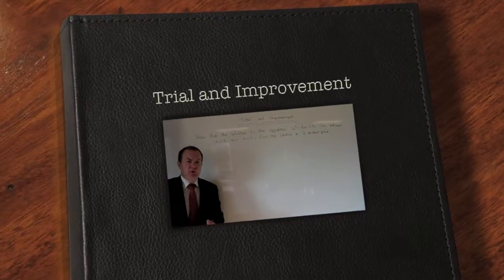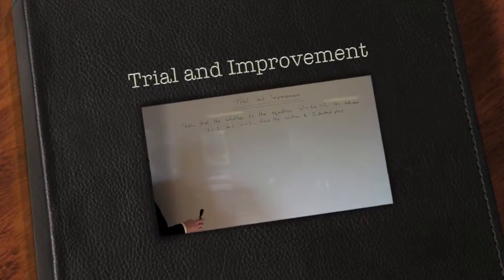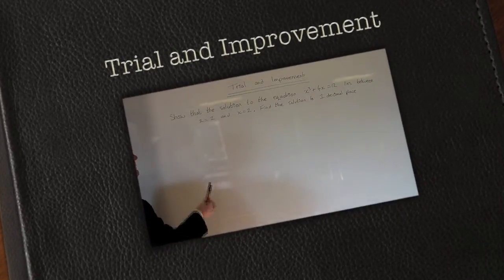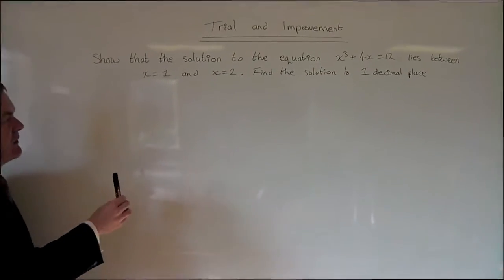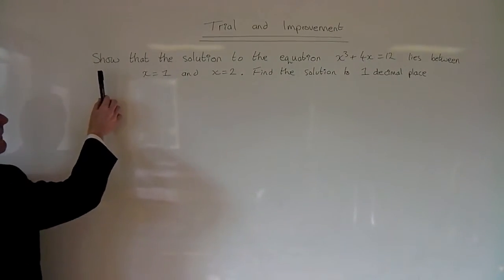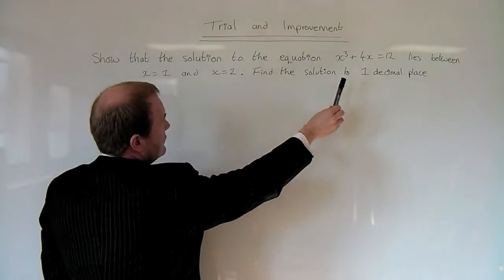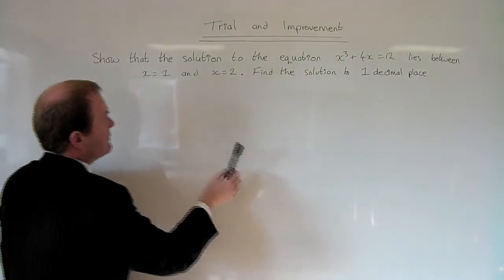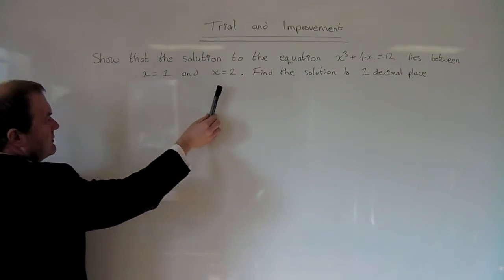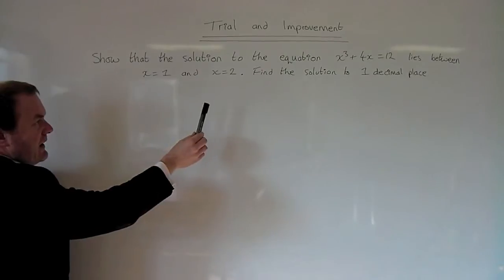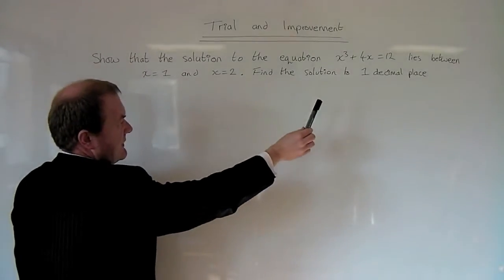With trial and improvement questions, the important part is your working out. You've got to show a systematic method of finding the solution to an equation. So what we've got here is a question that says, show that the solution to the equation x cubed plus 4x equals 12 lies between x equals 1 and x equals 2. And then once you've shown that, you've got to find the solution to one decimal place.